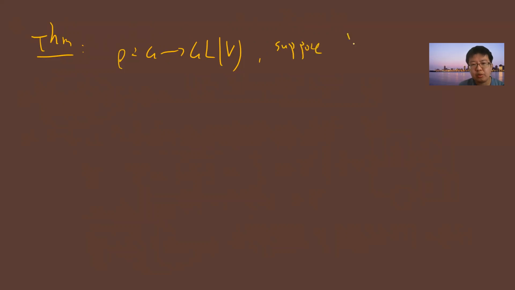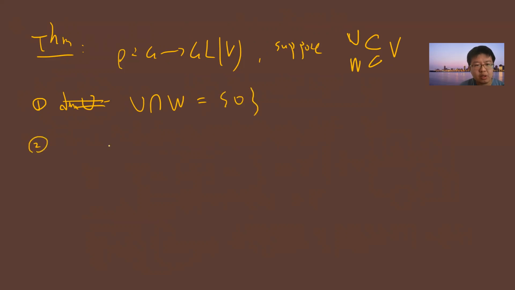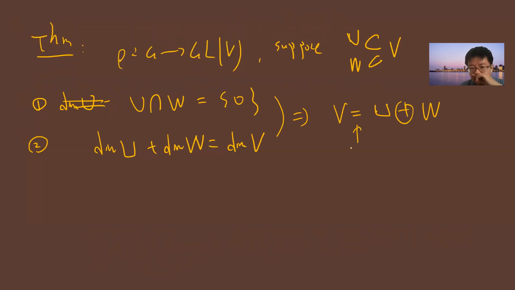And there's a theorem that we will see in the future; it's very trivial. Let's say you have a representation rho on V. Suppose you find two invariant subspaces, U and W, both subspaces of V, such that the intersection of U and W is trivial, and the dimension of U plus the dimension of W is the same as the dimension of V. In linear algebra, if you have these, you can immediately say that V is U direct sum W. I should say, as a vector space.